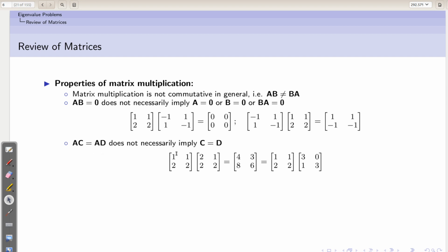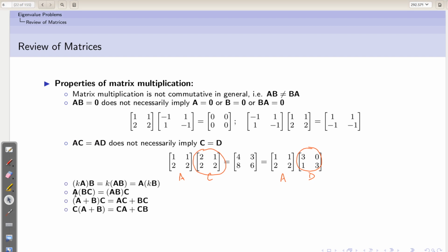AC equal to AD does not necessarily imply C equals D. So this is A and this is C. Let me write this down here. This is matrix A and this is matrix C. And again, you can see this is the same matrix A, and this is the matrix D. In both cases the result is the same, but are these two matrices the same? They are not, so we cannot imply that if AC is equal to AD, we can simply cancel out. Algebraically, this is what we do: you cancel out A and A here and conclude that C is equal to D, but you can't do that when you are working with matrices.